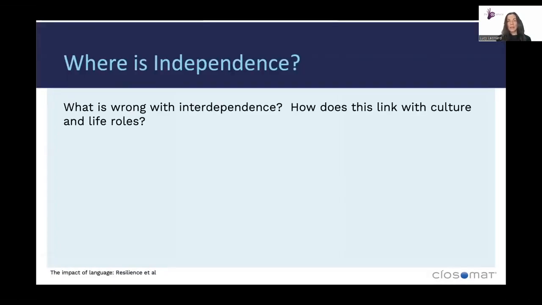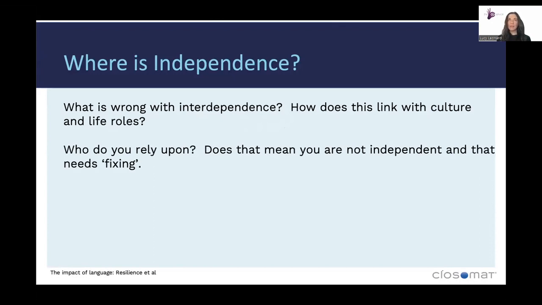So thinking about independence, what is actually wrong with interdependence? That's what I want you to reflect on. How does this link with life roles? So, for example, a husband and wife who've been together 60 years have a level of interdependence. You know, they rely on each other for things. So complete independence isn't always a great thing and is not always necessarily what somebody's goal is.